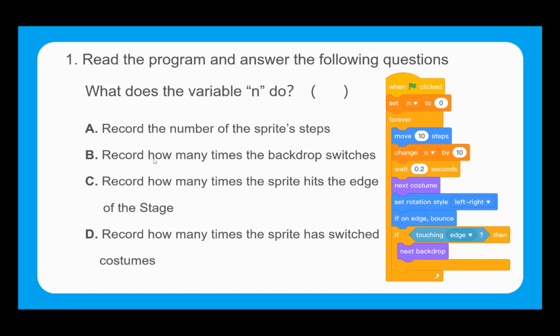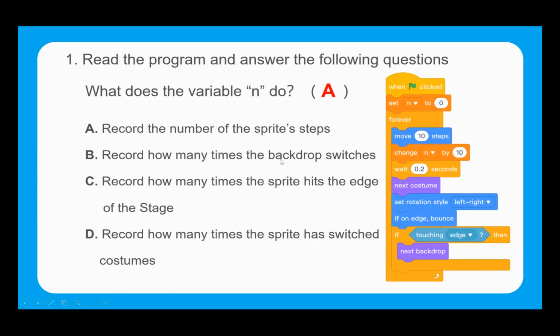Okay, so hopefully you've got in your mind which one of these n does. I'm going to reveal now. So it is, of course, A. So this is recording the number of the sprite's steps, because what we've got combined with this, within the loop, every time the sprite moves 10 steps, it is changing n by 10. So that's what this means here. Record the number of the sprite's steps.